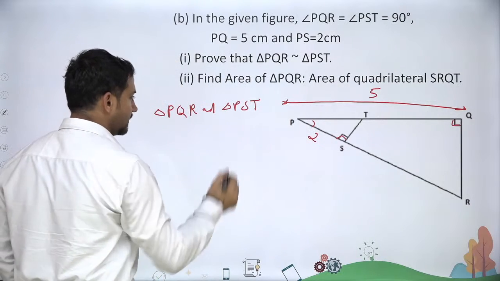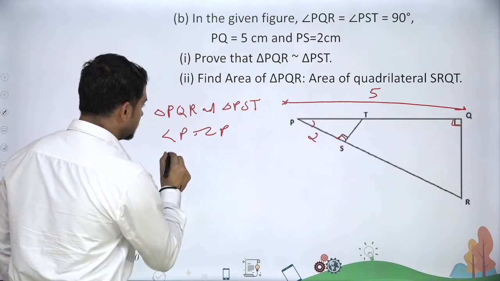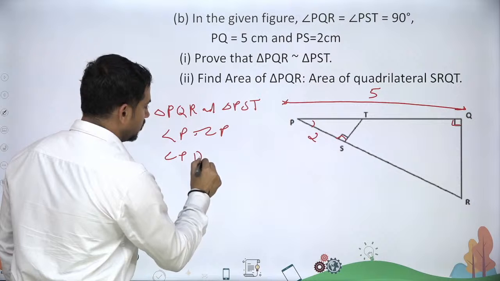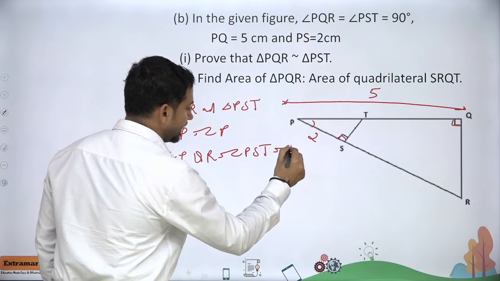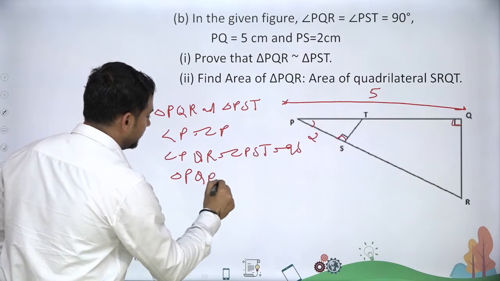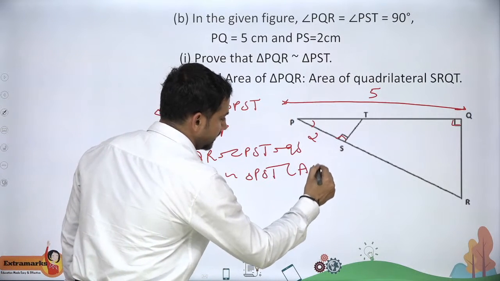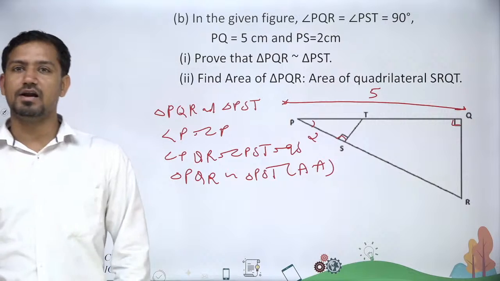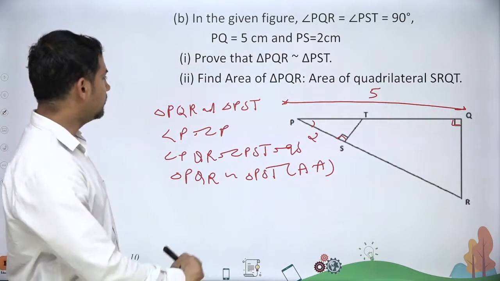So we say that angle P is common and angle PQR is equal to angle PST. Both angles are 90 degrees. Then triangle PQR is similar to triangle PST by angle similarity. By the angle criteria, these two triangles are similar. Okay, now come to the next.